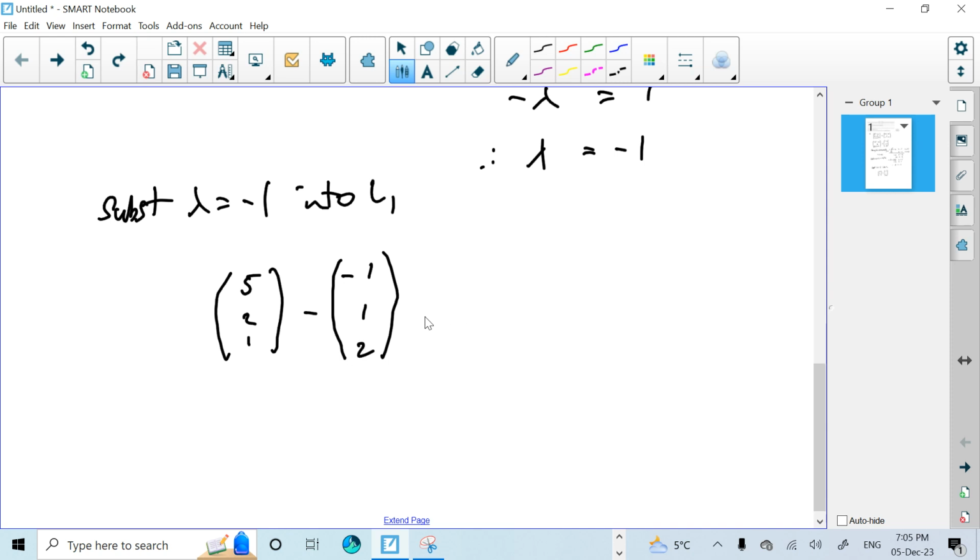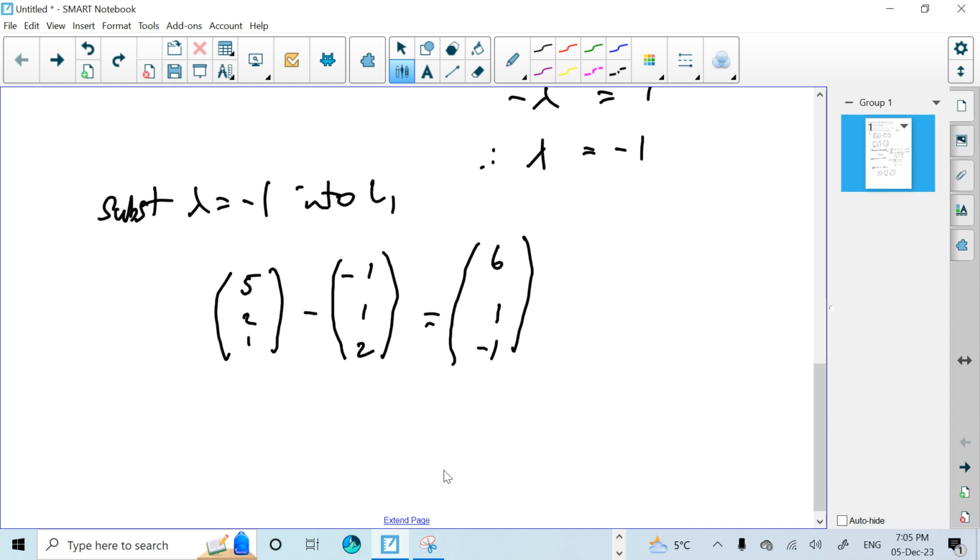And that gives us what? 5 minus minus 1, that gives us 6. 2 minus 1, that gives us 1. And 1 minus 2, that gives us minus 1. So here we have it, after substituting the value of lambda is equal to minus 1.